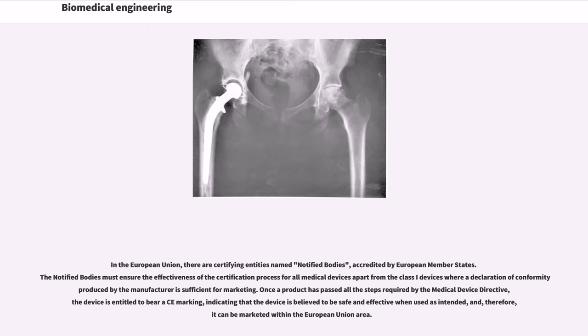In the European Union, there are certifying entities named notified bodies, accredited by European member states. The notified bodies must ensure the effectiveness of the certification process for all medical devices apart from the Class I devices, where a declaration of conformity produced by the manufacturer is sufficient for marketing. Once a product has passed all the steps required by the Medical Device Directive, the device is entitled to bear a CE marking, indicating that the device is believed to be safe and effective when used as intended, and, therefore, it can be marketed within the European Union area.